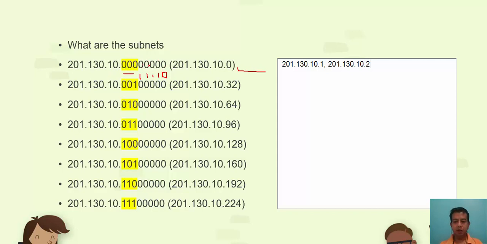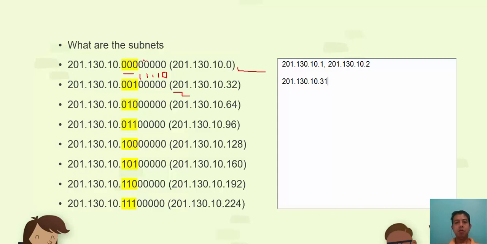If you follow the process clearly, we need not do it in binary every time. Just by looking at the IP address, we can simply use the decimal equivalent. So what would be the last IP address? Because the next subnet starts from 201.130.10.32, the IP address just before it would be the last IP address of my previous subnet, that is 201.130.10.31. Clear? Now this is the case where all these host bits are 1: 00011111.